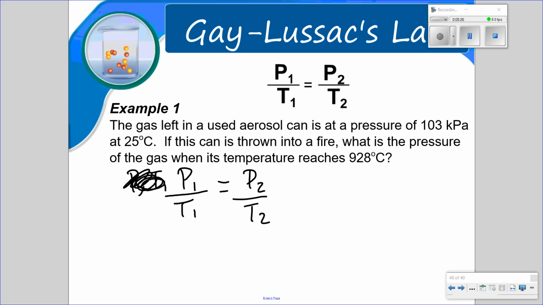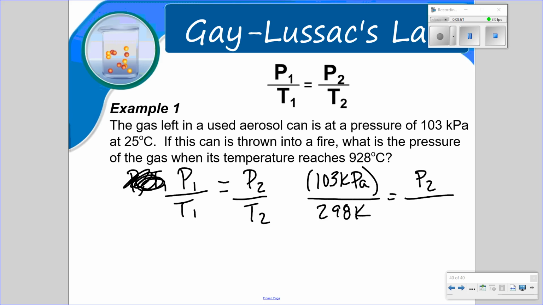I'm going to go ahead and fill in my variables here. I've got an original pressure of 103 kilopascals. I've got an original temperature of 25 degrees Celsius. I'm going to add 273 to that, so I get 298 Kelvin. I don't know my new pressure, so I'm going to leave that variable as P2. And then my new temperature is 928 plus the 273, so I'm going to get 1201 Kelvin.